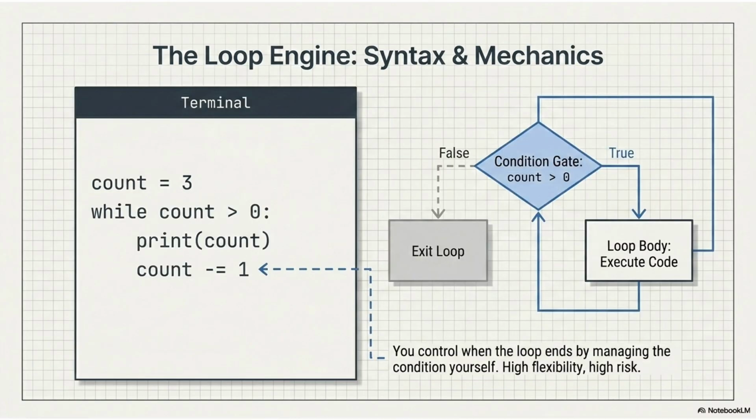This slide explains the mechanics of how a while loop works. The code example shows count is equal to 3. Then, while count is greater than 0, print count. Then, count minus equal 1.